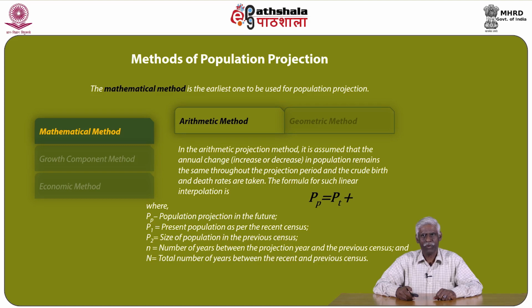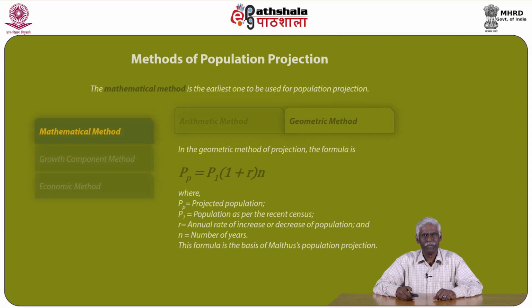The formula for such linear interpolation is Pp = P1 + (n/N)(P1 - P2), where Pp is the population projection in the future, P1 represents the present population as per the recent census, P2 is the size of population in the previous census, n refers to the number of years between the projection year and the previous census, and capital N is the total number of years between the recent and previous census. Based on this, the projections can be carried out.